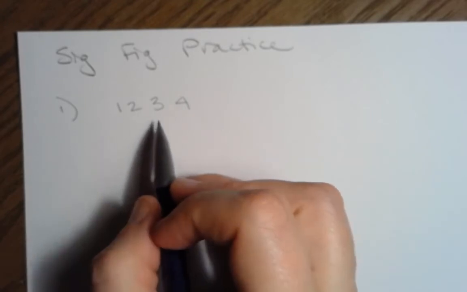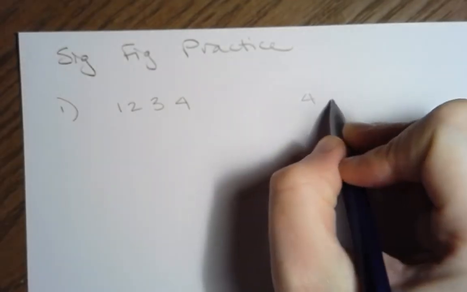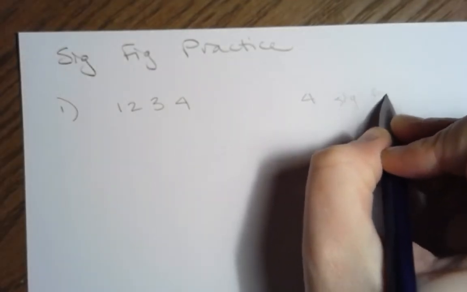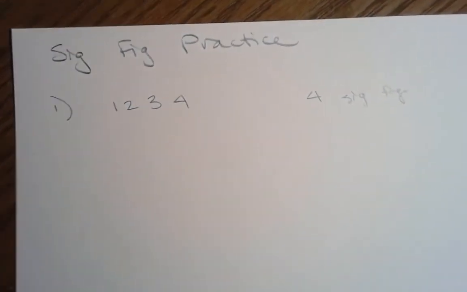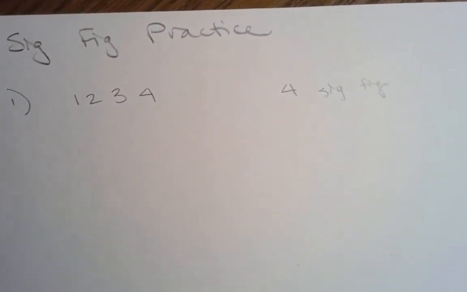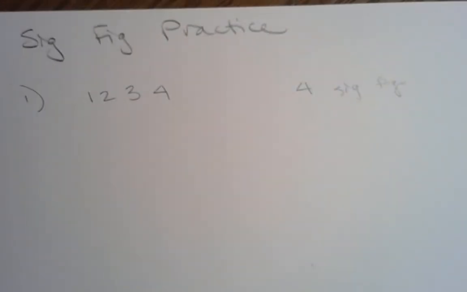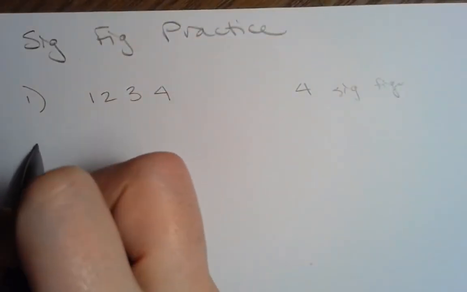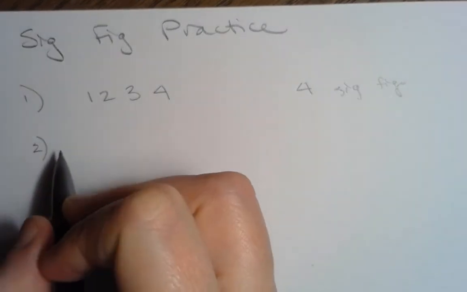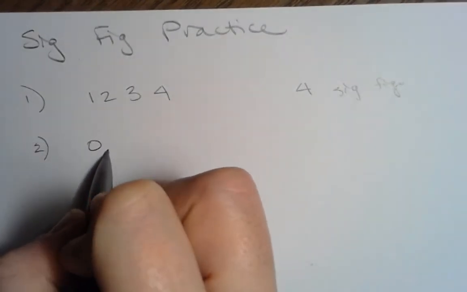This one has 1, 2, 3, 4. This one has 4 sig figs. When you're doing these, you do not have to write the word sig fig. I'm going to show what I'm doing. There we go. So this is just the practice page. I'm going to link you also. That first number has 4 significant figures. And they're all like normal numbers, not zeros. Yay. Number 2, now you're into the zeros.